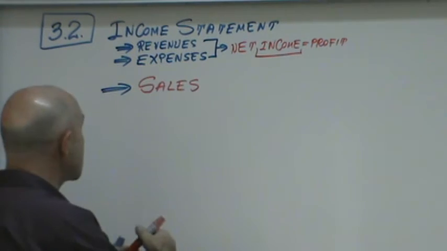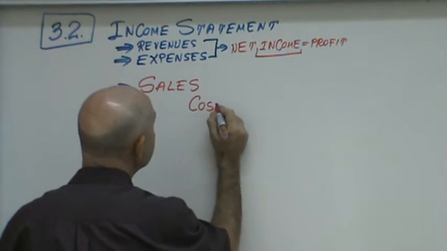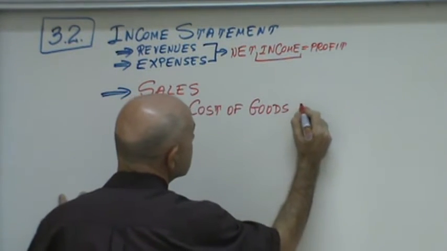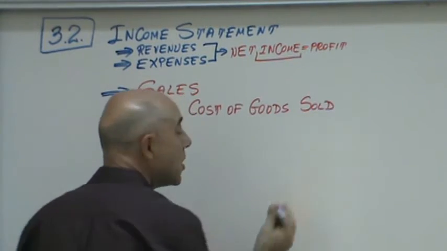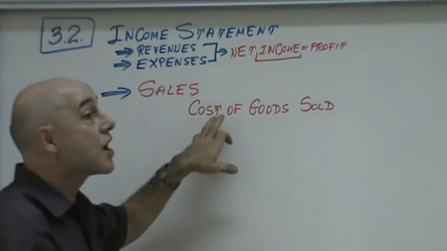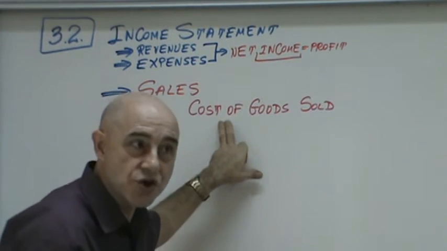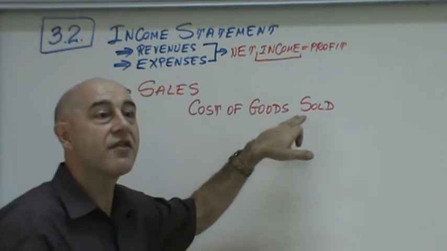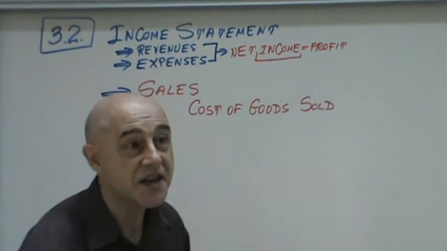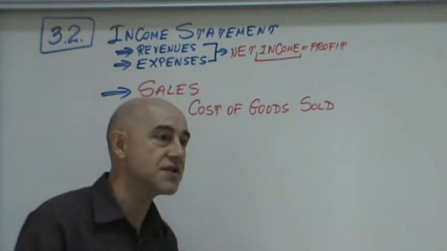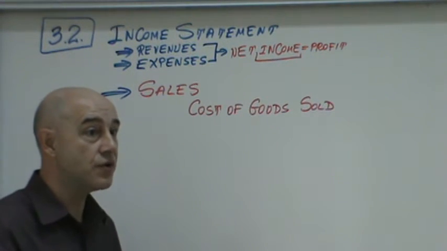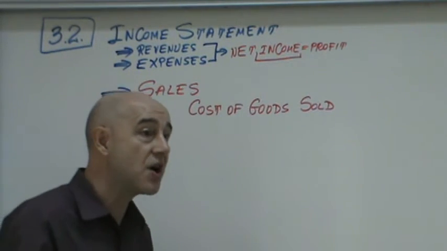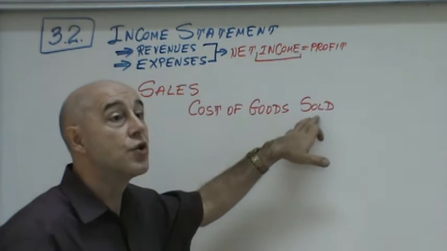The next piece is called cost of goods sold. Cost of goods sold is your cost, your manufacturing cost, your acquisition cost of whatever you sold. If you're selling cameras, it's cameras. If you're selling food, the cost of your food, okay? If you're selling tables, the cost of the tables. If you're selling cars, cost of cars, okay? So cost of goods sold.